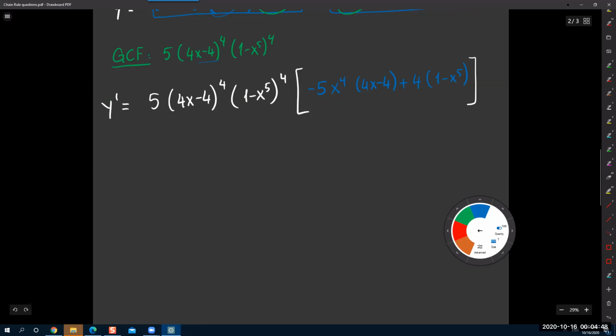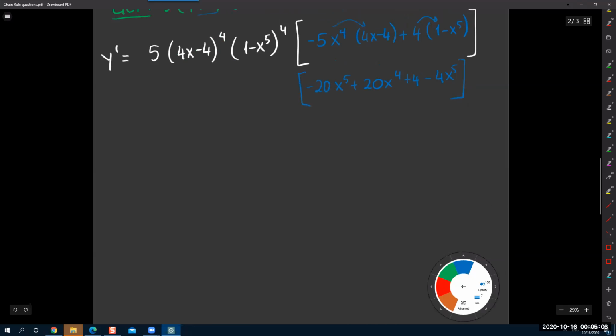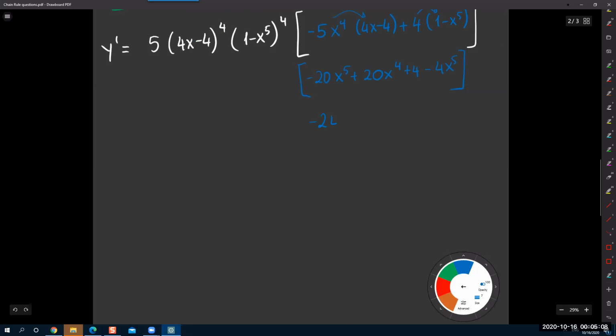So let's take a look. Distribute this one back. That's negative 20x to the fifth plus 20x to the fourth. Distribute this one, plus 4 minus 4x to the fifth. Okay. So add the like terms if there is any in here, which is what? Negative 24x to the fifth plus 20x to the fourth plus 4. And the other part, just bring it in here.